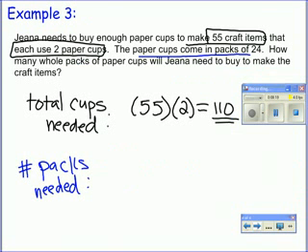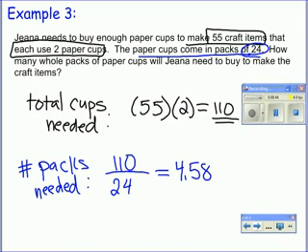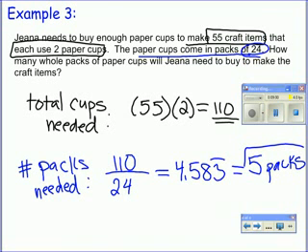How many whole packs of paper cups will Gina need to buy to make the craft items? We know that she needs a total of 110, and the paper cups come in packs of 24. So we're going to divide 110 by 24, and we will get a decimal, which is about 4.583 repeating. We're going to round it up to the next whole number. So Gina needs 5 packs of paper cups to complete her craft project.